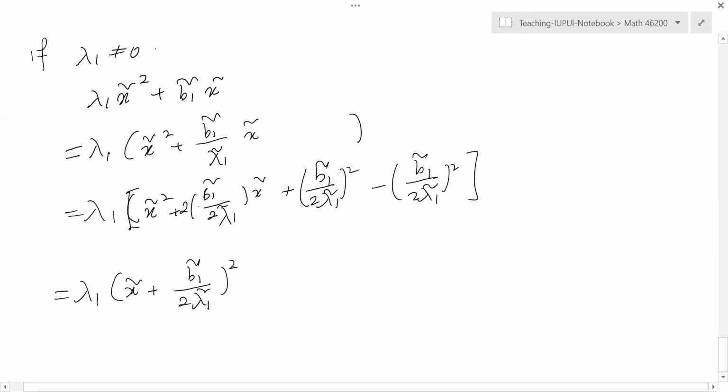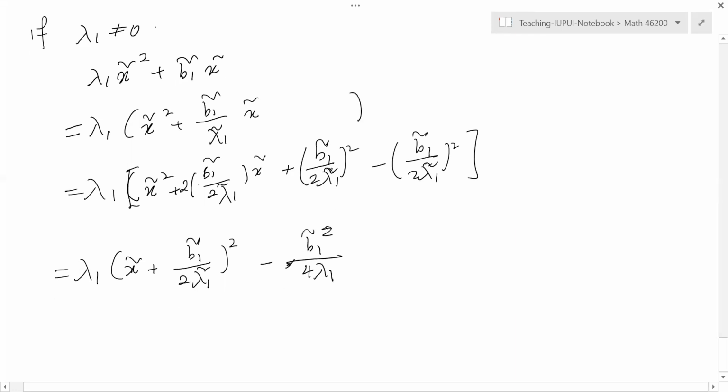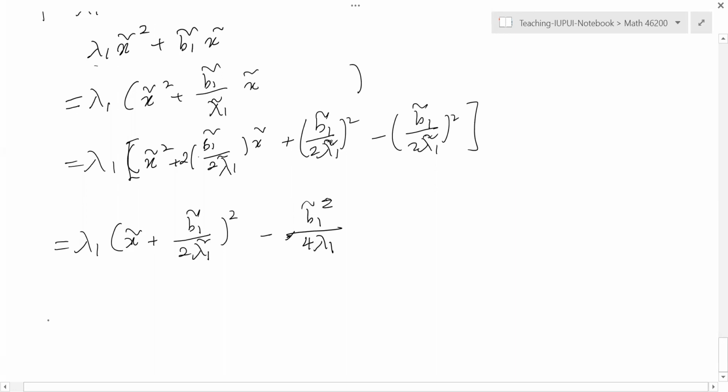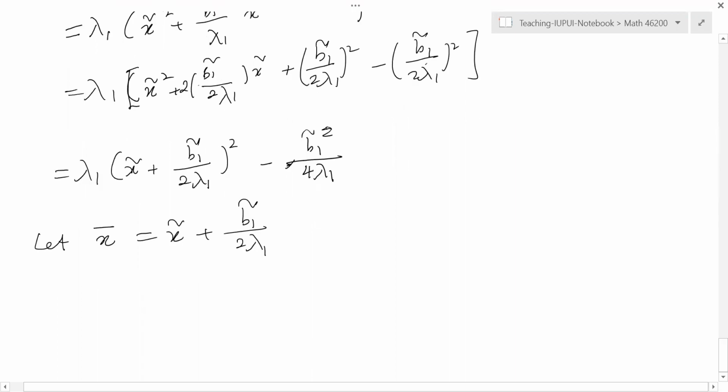Okay. And you multiply by λ1, actually minus λ1 times, this is not λ2, just λ. So you have a λ, and that's going to be b1² over 4λ1. So those two terms can combine into one. Then you can introduce another variable. So you can let x bar be x plus b1 over 2λ1. It's not λ2, there's no 2 here.